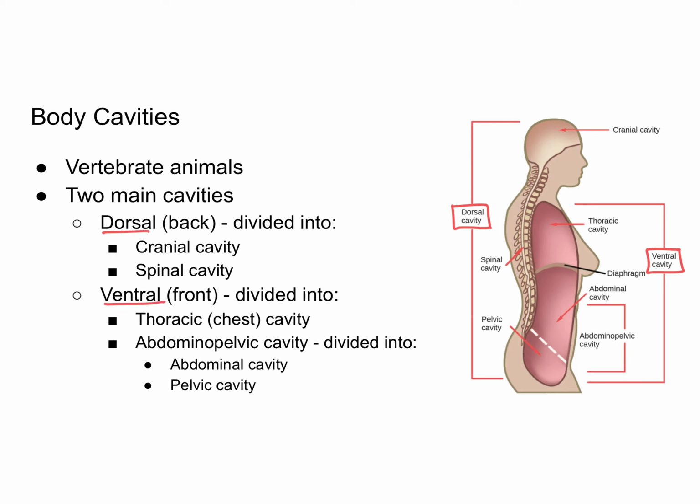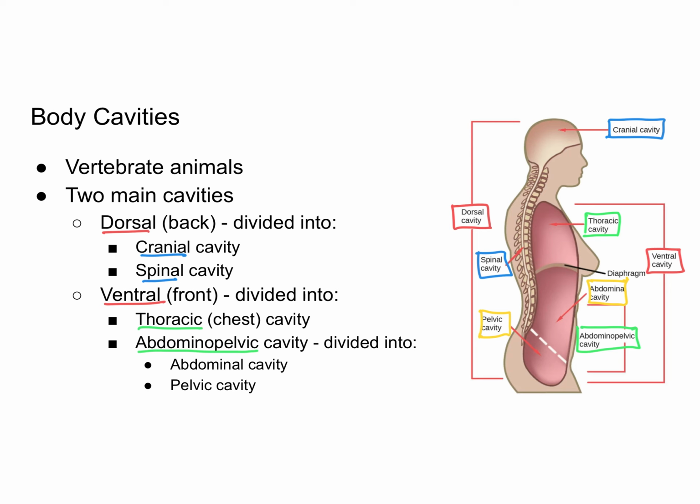The dorsal cavity is further divided into the cranial cavity and the spinal cavity. The ventral cavity is further divided into the thoracic cavity, which is the chest, and the abdominopelvic cavity. And then the abdominopelvic cavity is further divided into the abdominal cavity and the pelvic cavity. So we kind of have cavities and cavities and cavities.